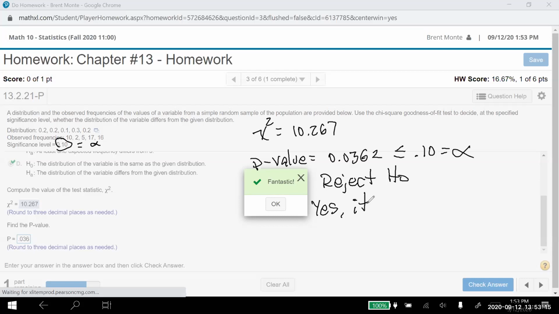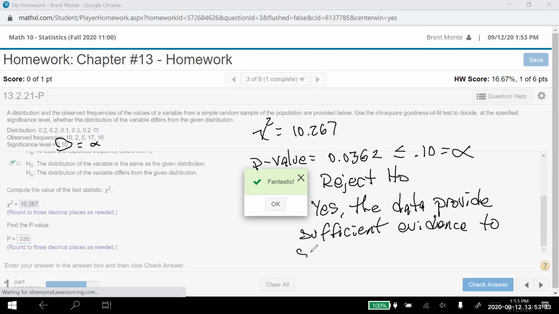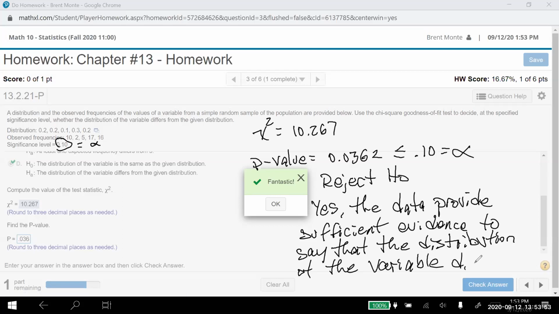Let's state it more in their terminology. The data provides sufficient evidence to say that the distribution of the variable differs from the given distribution.